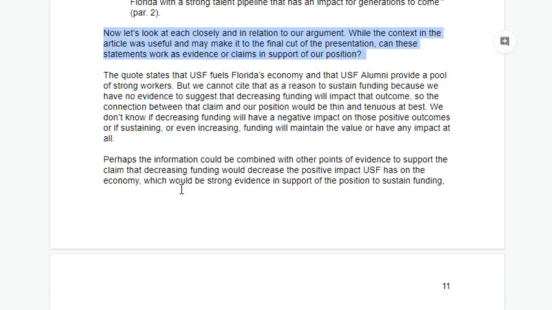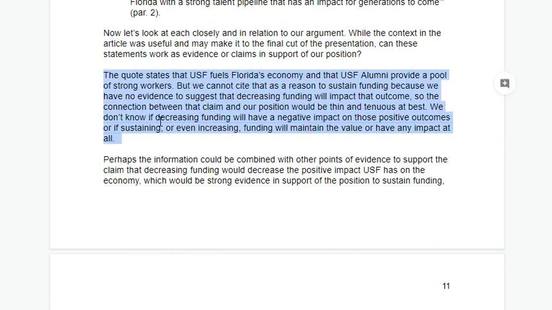While the context in the article was useful and may make it to the final cut of the presentation, can these statements work as evidence or claims in support of our position? The quote states that USF fuels Florida's economy and that USF alumni provide a pool of strong workers, but we cannot cite that as a reason to sustain funding because we have no evidence to suggest that decreasing funding will impact that outcome. So the connection between the claim and our position would be thin and tenuous at best.